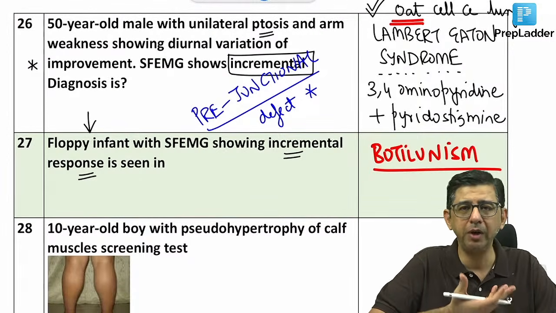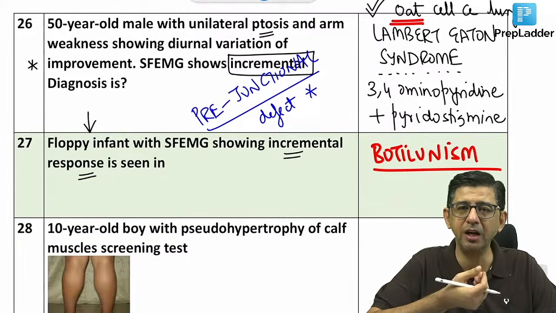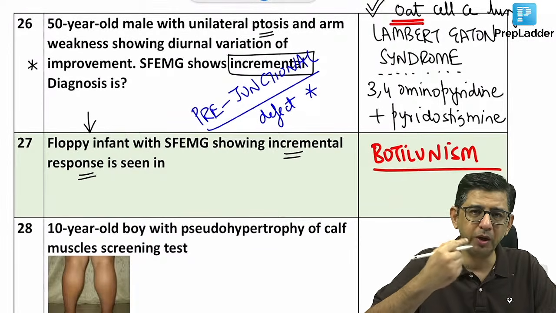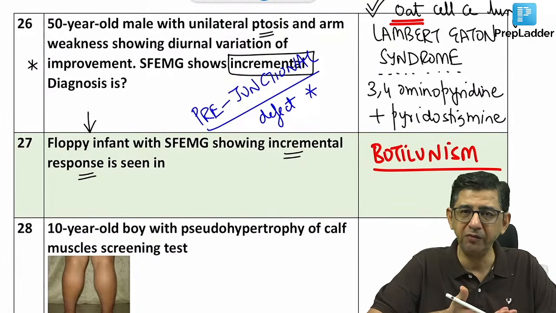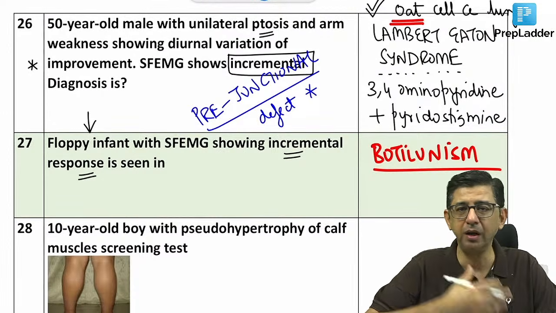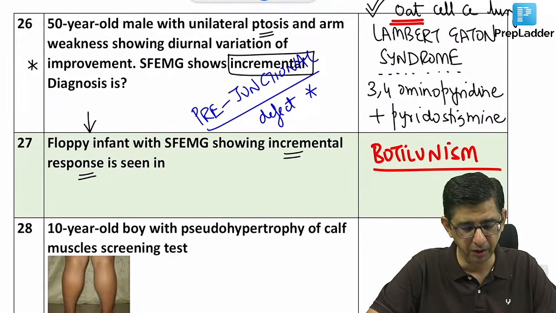Floppy infant means there would be cranial nerve palsy, like when the child is fed milk, it will start coming out of the nose. Gag reflex would be absent, cough reflex would be absent. First cranial nerve palsy, then leg weakness or arm weakness would be occurring in a patient.